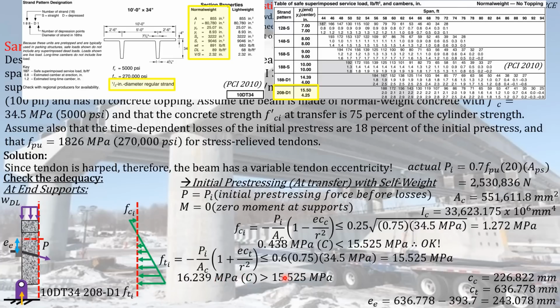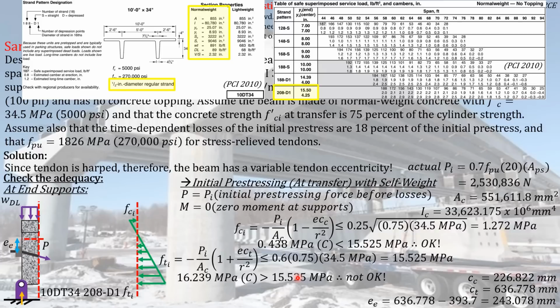The solution is that we can change the magnitude of the eccentricity of the pre-stressing reinforcement. So we just have to compute what must be the magnitude of the eccentricity at the ends of a simply supported beam so that the resulting stress at the extreme pretension fiber will not exceed the allowable stress specified by the code. So how can we compute that eccentricity?